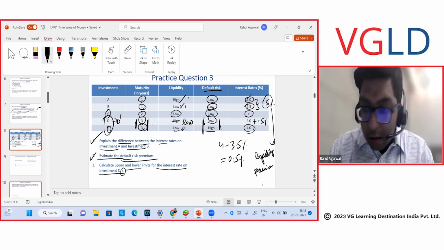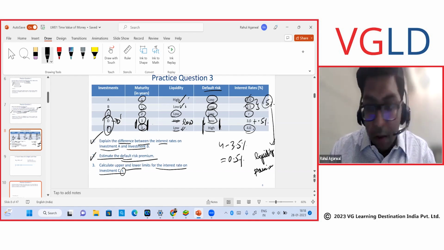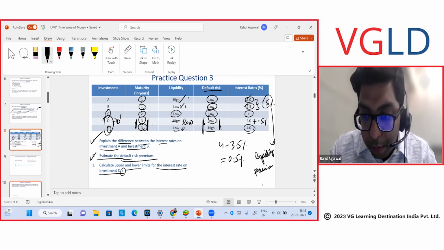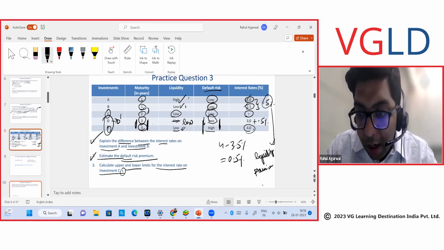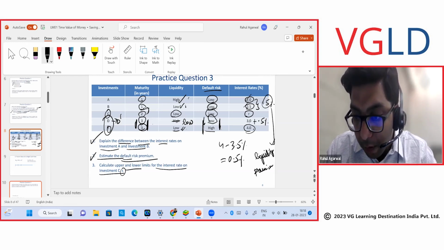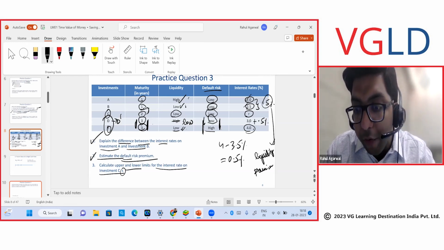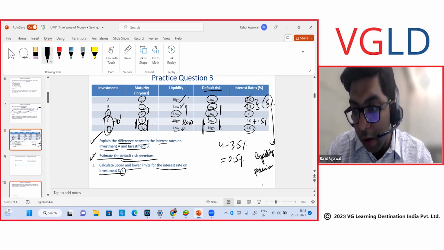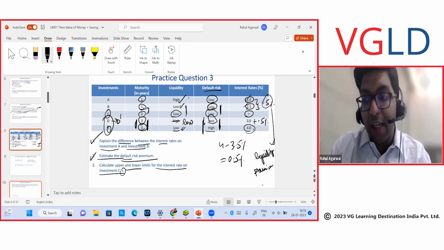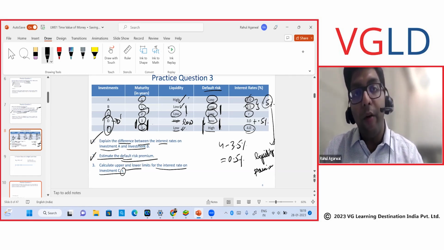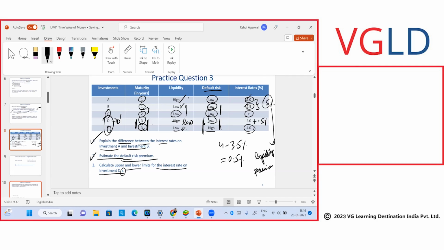So C has more maturity than B. If you notice, C and B differ only in maturity, because liquidity is low in both cases and default risk is low in both cases. That means C will have a higher rate than 2.5. Everyone, are you getting me? Yes, sir.